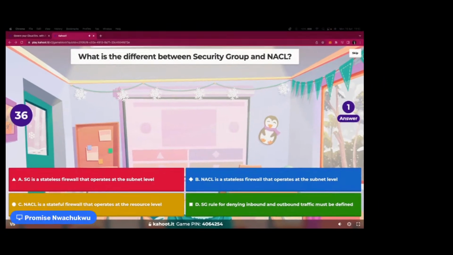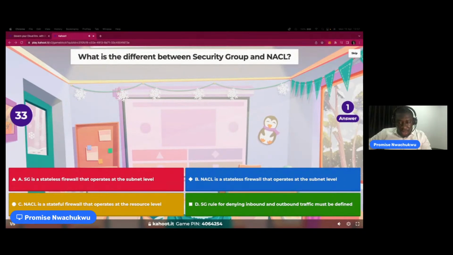What's the difference between the security group and NACL? Time is flying. We have 24 seconds left. What is the difference between the security group and NACL? We have 5 answers in. The last time I checked, we had about 7 to 8 people in the game. We have 7 answers in.